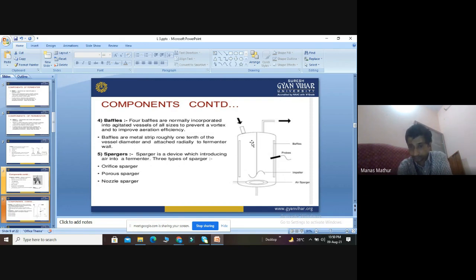See, this is the fermenter. On this side a baffle is there, on this side a baffle is there. Two and two, a total of four baffles are placed on the side of the agitated vessel, and their main role is to improve the aeration efficiency.